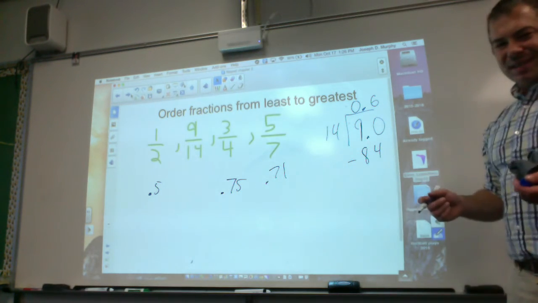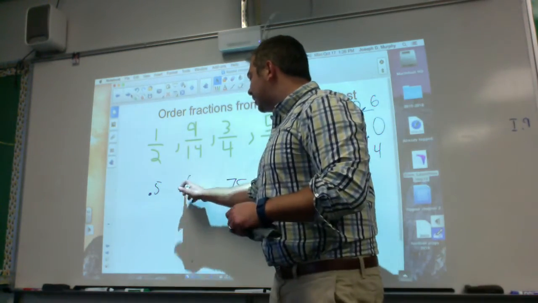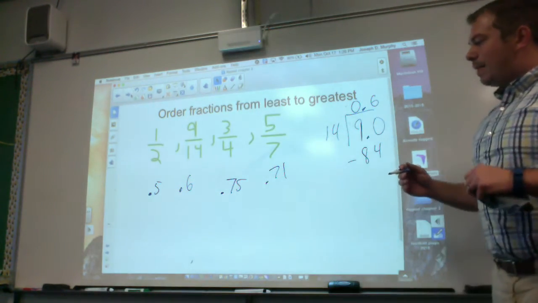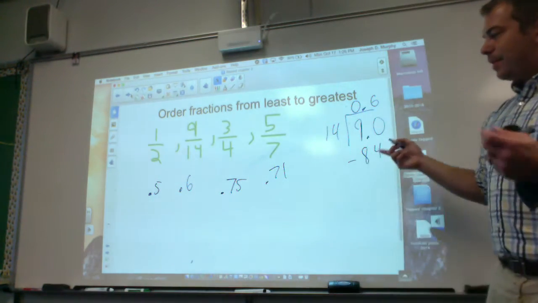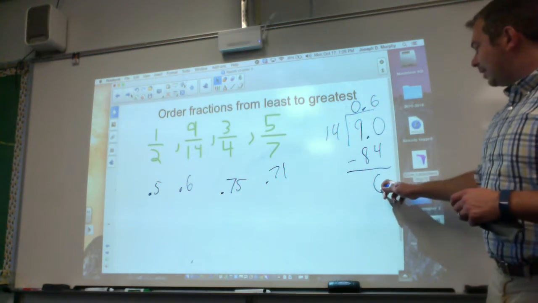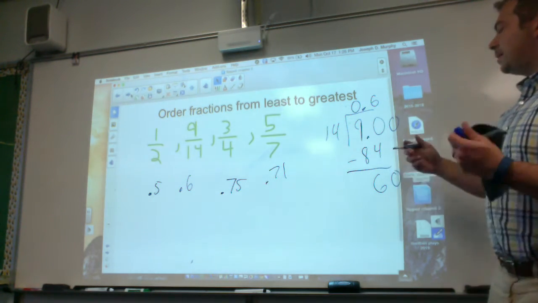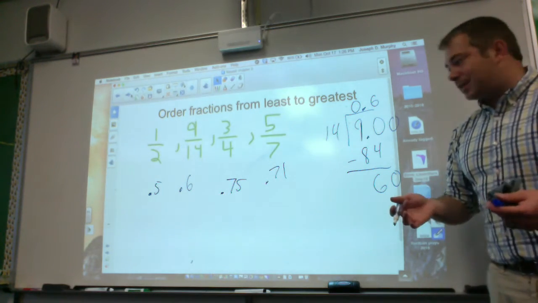But do I have to continue? No, because this is 0.6 something. So no matter what I do, I can continue this and go all day long if I needed to, but I don't have to. All right? If I were to continue, it would be a 6, and it's another 0. How many times is 14 going to 60? And we'd get that number. But like I said, you don't have to, so let's not do it.